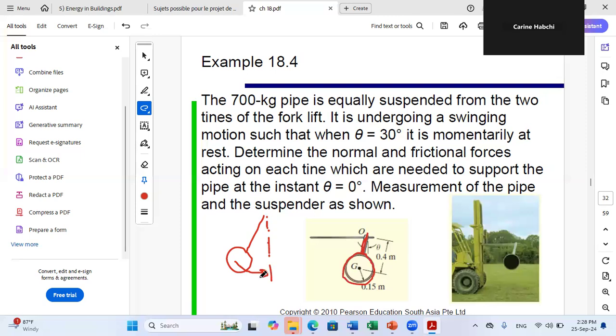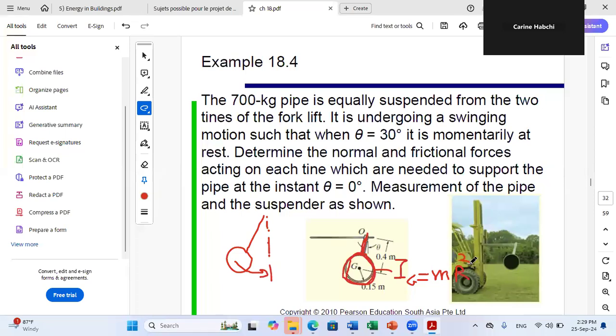Now, since they didn't mention anything about the mass of the rods, we can consider them to be negligible. So we have the main mass in the pipe. We have a 700 kilogram pipe, which can be modeled as a very thin disc. Okay, and whenever you have a thin disc, what is the inertia about G? For a thin disk, the inertia about G is the total mass, because all points are equidistant from G. So it's the mass of the pipe times the radius squared.